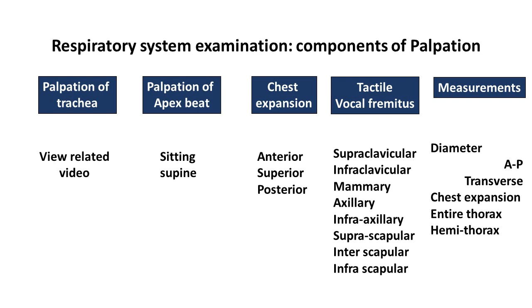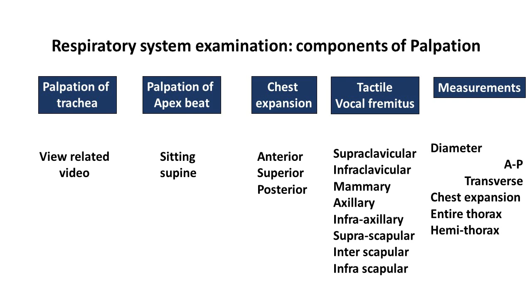With reference to palpation of the apex beat in the respiratory system, the objective is only to see whether the apex is displaced or not, unlike in the cardiovascular system, where you may be interested to study the character of the apical impulse. Next will be the chest expansion. Again, you can see the videos under the playlist respiratory system on methods to assess the chest expansion in the anterior aspect, superior aspect, and posterior aspect.